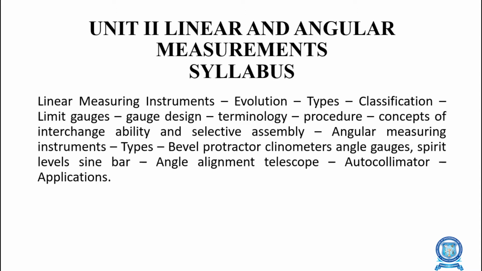Here we are going to discuss the evolution, types, classification, limit gauges, gauge design, terminology, procedure and concepts of interchangeability and selective assembly. Then the second part is angular measuring instruments. Here we should know about the types of angular measuring instruments, such as the bevel protractor, clinometer, angle gauges, spirit levels and sine bars. Then the important two topics are the angle alignment telescope and autocollimator and its applications.